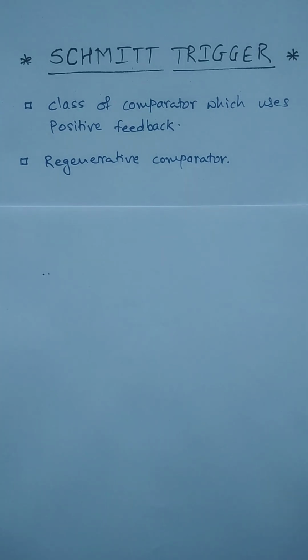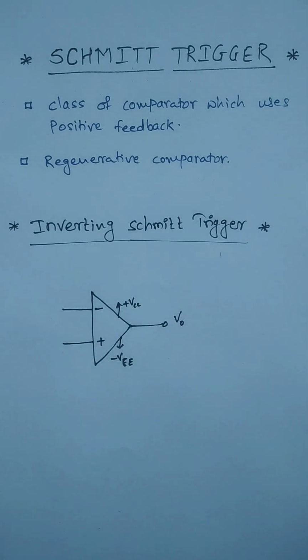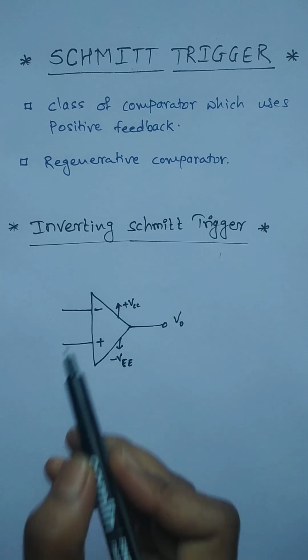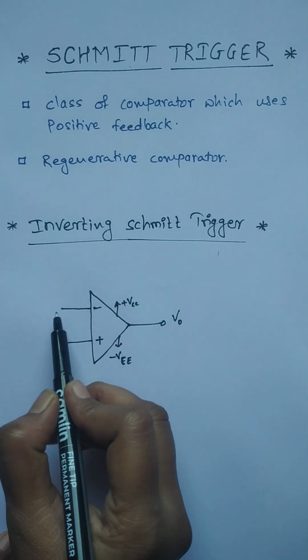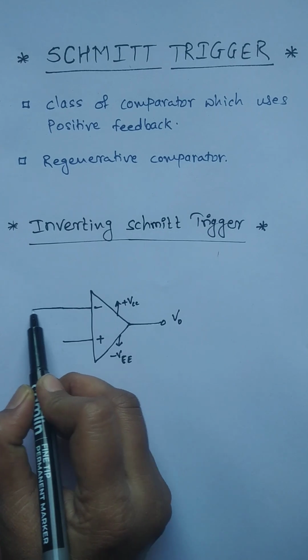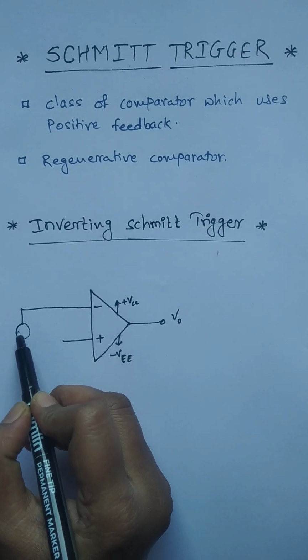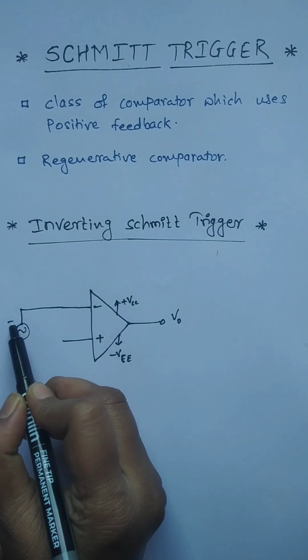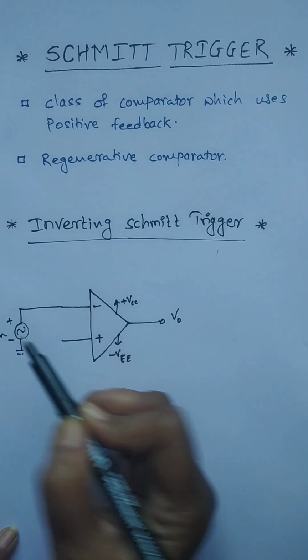So students, you have already seen what a comparator is and how it works. So you must understand how this Schmitt trigger works depending on the comparator working. So first let us study the inverting Schmitt trigger. As the name is inverting, of course we have to apply our input voltage to the inverting terminal. This is the first thing you have to remember.